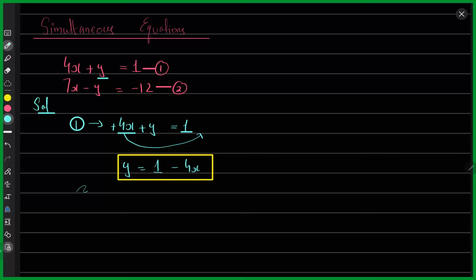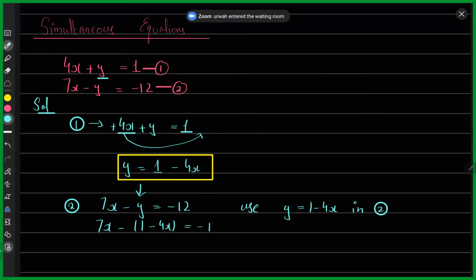Next, I am going to consider equation 2. That was 7x minus y equals minus 12, and I will use y equals 1 minus 4x in 2. Okay. So when I will plug in y equals 1 minus 4x, what would happen? I'll plug in the value of y over here, and this would give me 7x minus y is 1 minus 4x equals minus 12.